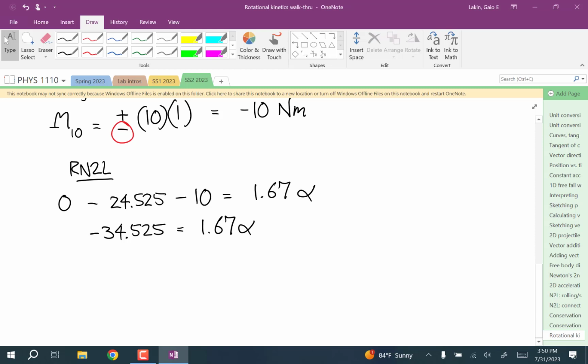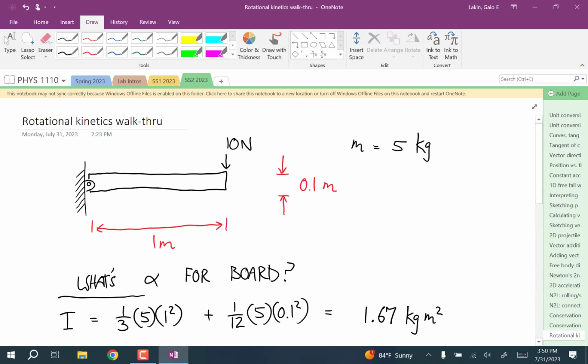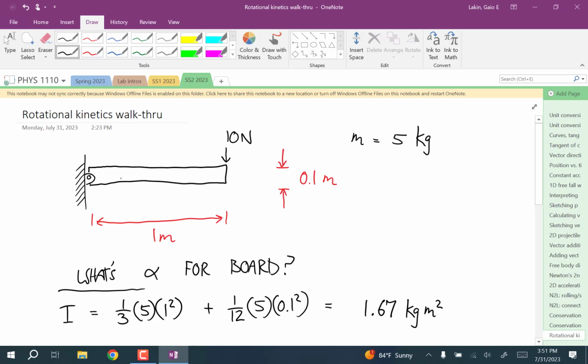Divide both sides by 1.67. And you get that alpha is equal to negative 20.67 radians per second squared. Since that's negative, you know that this board is going to rotate clockwise, which makes sense if you think about this thing being connected to this hinge and the only forces are the weight force and this force here, it's going to make the right end rotate down, which is a clockwise rotation.